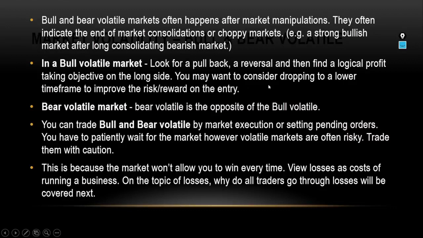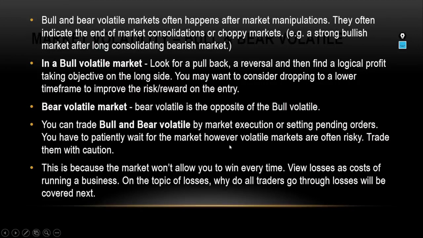You want to consider dropping to a lower time frame to improve risk to reward upon your entry. For you to have an entry on a bear or bull volatile market, you need to go to a smaller time frame to make sure you're entering after some retests, not when the market might reverse on you. Now, a bear volatile market is the opposite of a bull volatile market. It's when the market is shooting down rather than shooting up. You can trade the bear and bull volatile market by execution or sending pending orders. You have to patiently wait for the market.